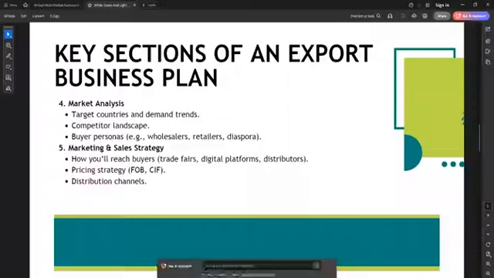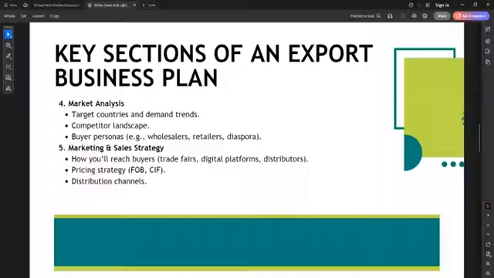Then number 4, we look at market analysis. That's where you talk about the target countries. Why are you even targeting those countries? Have you done some research? Has that research shown you some statistics, or have you gotten some insights into those target countries? This is where you are supposed to put that. Then demand trends, competitor landscape, buyer personas, wholesalers, retailers, diaspora. That is actually telling you your strategy, whether direct exports or indirect exports. So that should come under your market analysis.